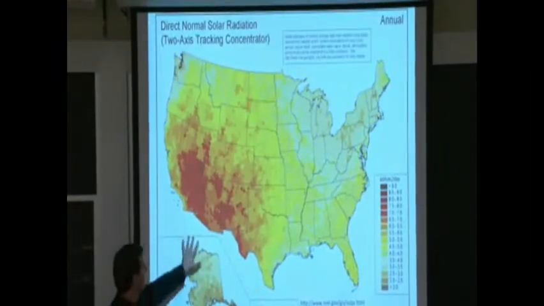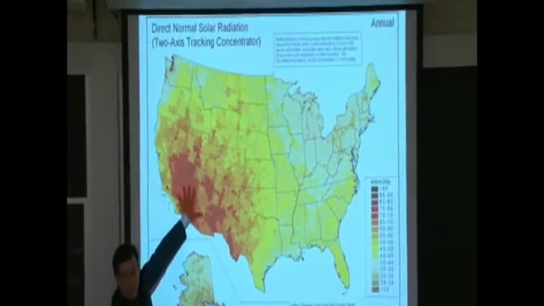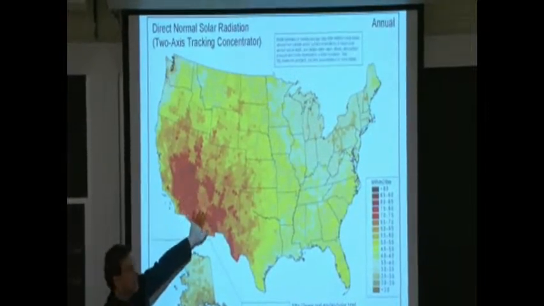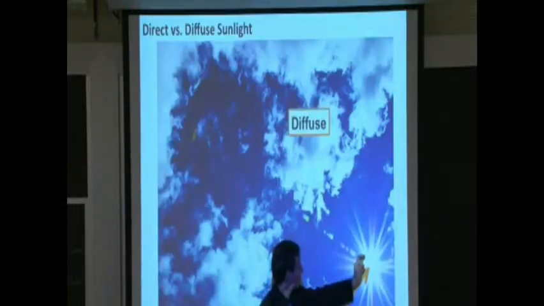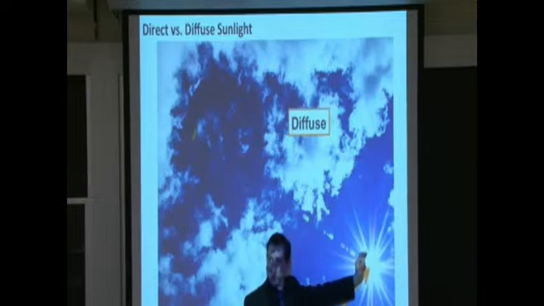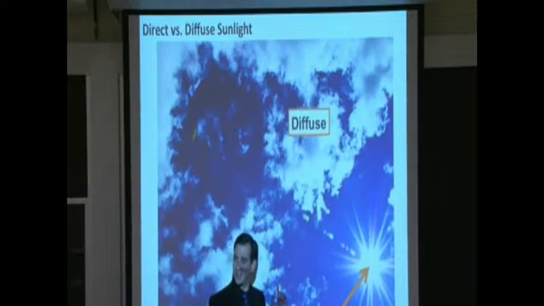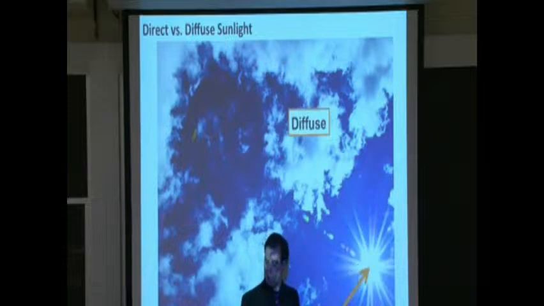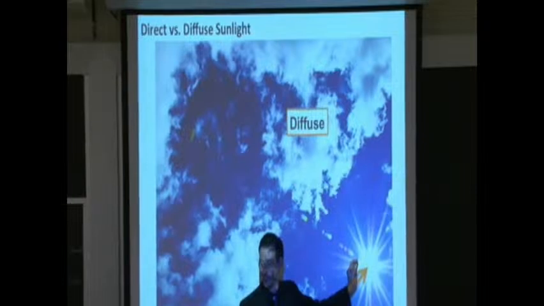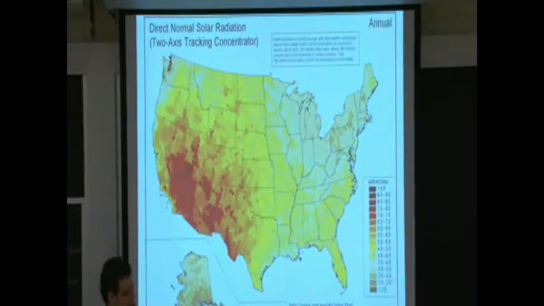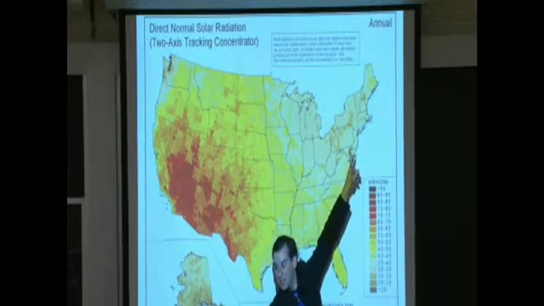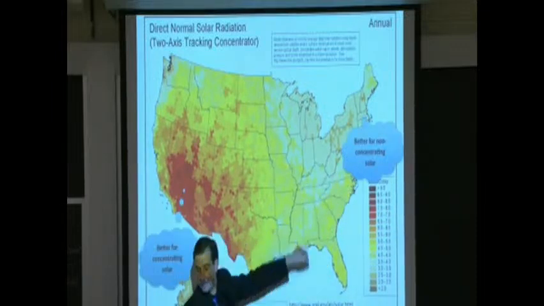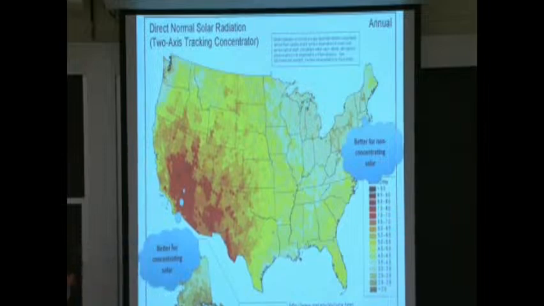So if I have a tracker, I get a big gain in the places that have a lot of direct sun. And if I'm only looking at a very small solid angle of the sky, say, this little portion of the sun, then on cloudy days, most of the sunlight is coming off of the diffuse light, not from the sun. If I have a flat plate, I win. If I have a concentrator, I lose on a cloudy day. And so that's why in some of the regions of the United States that are notoriously cloudy, I won't point to anyone in particular, it's actually better for non-concentrating solar in terms of total energy output.